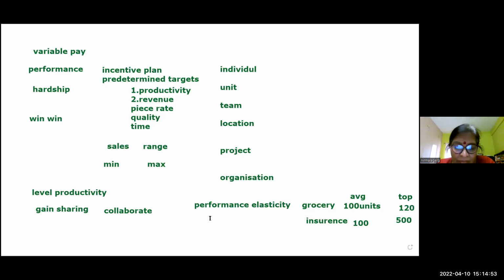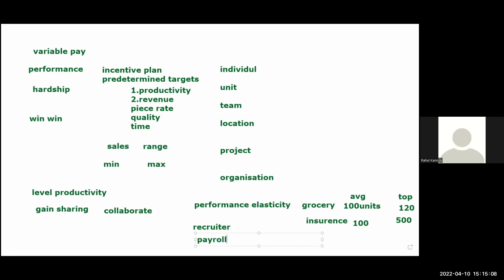In your HR, think of two roles: recruiter and a payroll guy. What does a recruiter do? A recruiter hires employees. So what is his KRA? He has to ensure that if there's a requisition for 20 or 30 positions, within a lead time of 2 months, he delivers quality people with the criteria he'll be given.